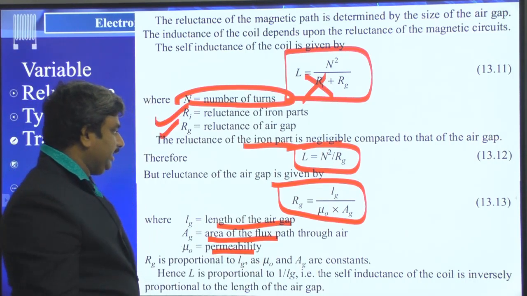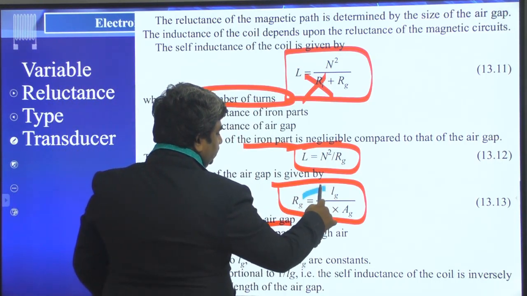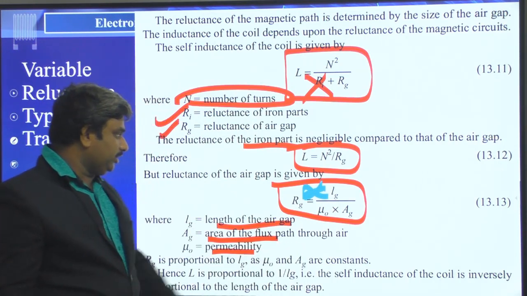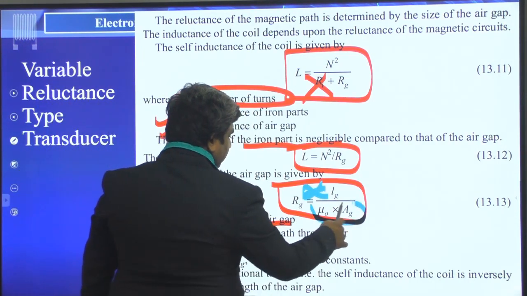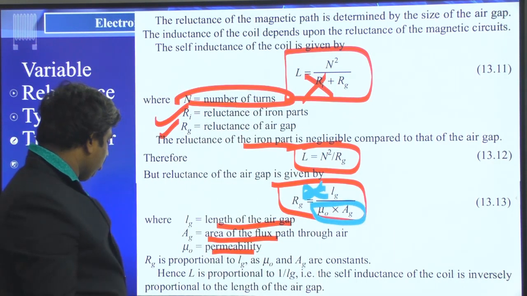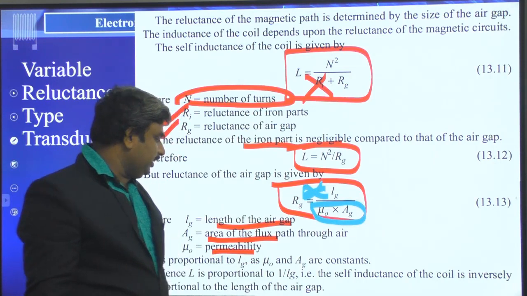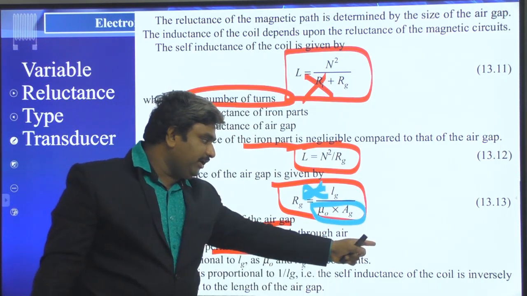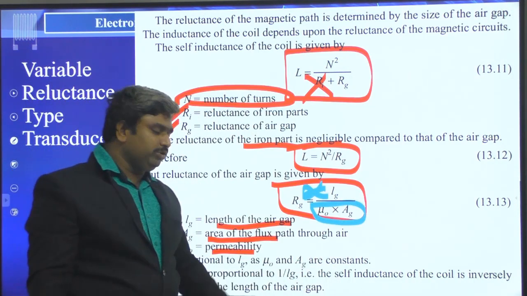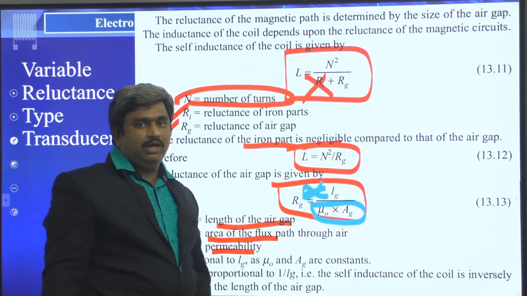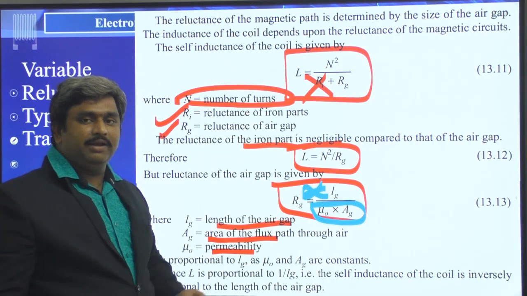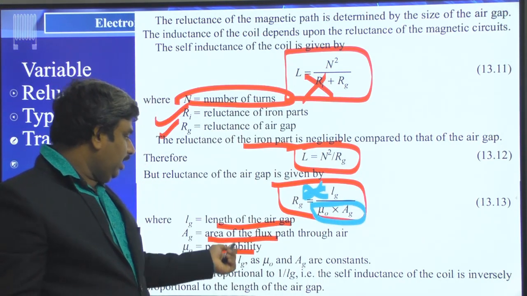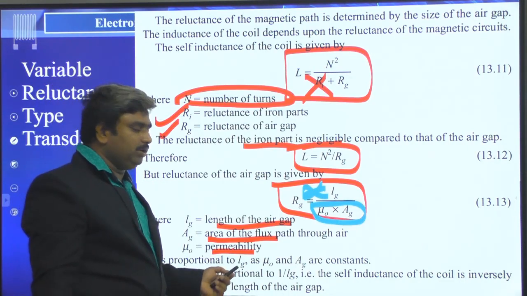Rg is proportional to Lg. So here we can see the directly proportional relation. And mu naught and Ag are constants. So mu naught and Ag, permeability and area, are both constants here. Hence L is proportional to 1 by Lg. L is directly proportional to 1 by Lg. That is, the self-inductance of the coil is inversely proportional to the length of the air gap. That is the relationship between L and the remaining parameters of the reluctance Rg, that is area, mu and length. So this is about the parameters.